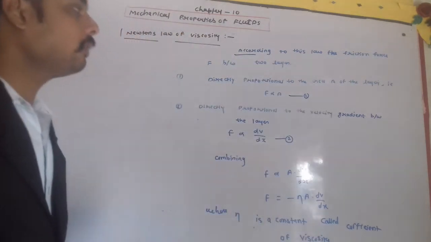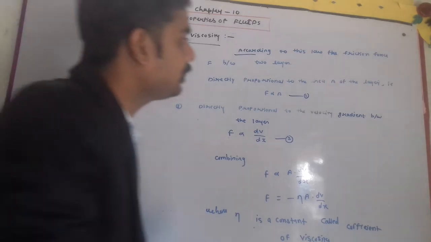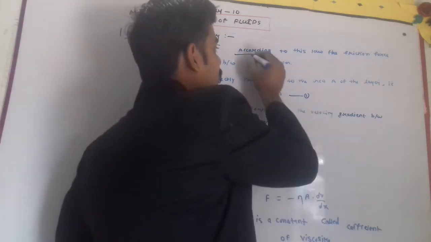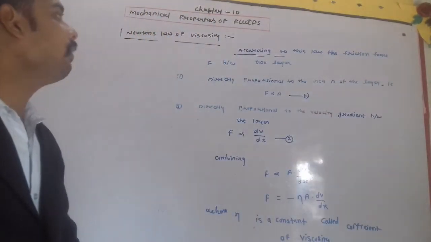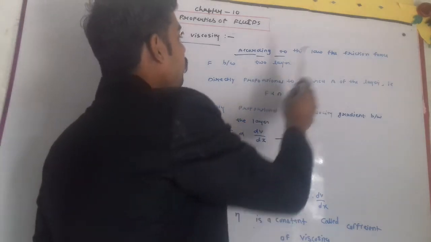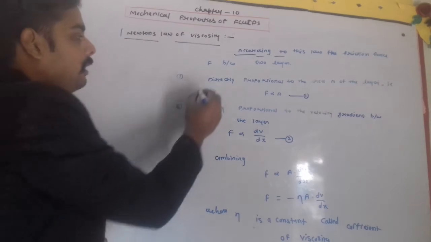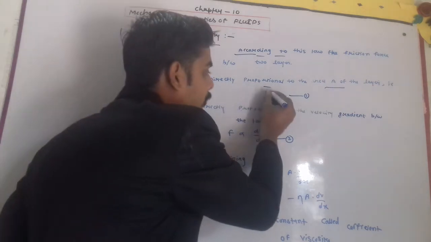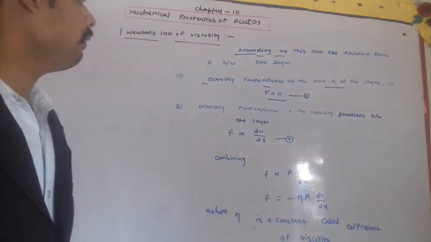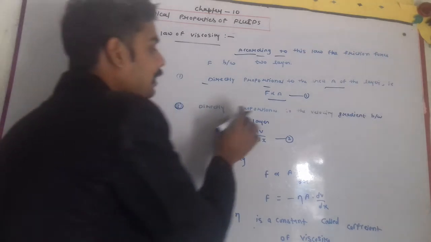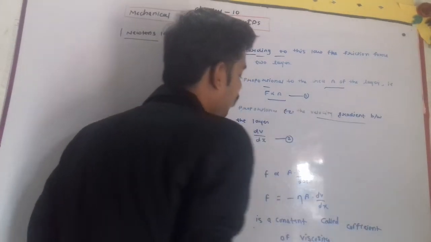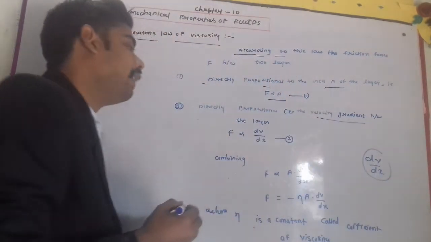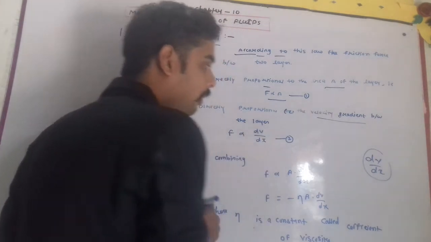Newton's law of viscosity states that the frictional force between two layers, if we have two layers, is, first point, directly proportional to the area of the layers, F is directly proportional to A. That will be our first equation. The second is that it is directly proportional to the velocity gradient. Velocity gradient means the rate of change of velocity with respect to x. Then F is directly proportional to dv upon dx.